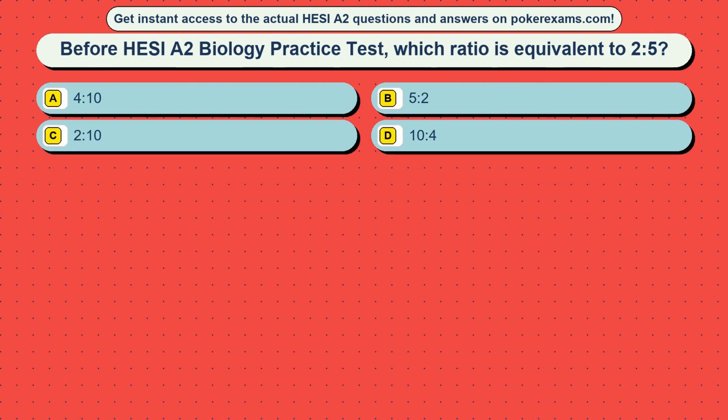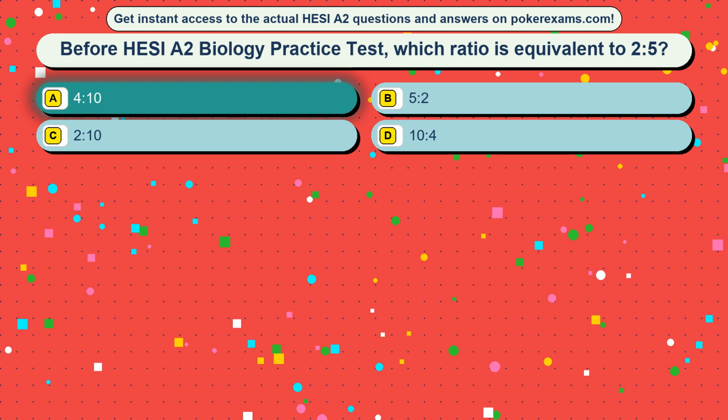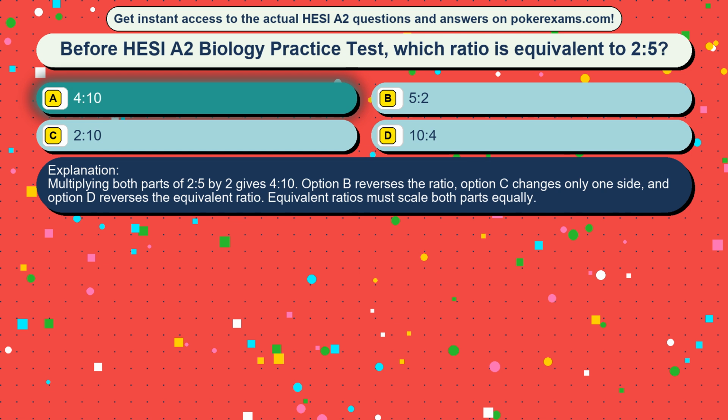Question 45. On the HESI A2 Biology practice test, which ratio is equivalent to 2:5? Option A, 4:10. Option B, 5:2. Option C, 2:10. Option D, 10:4. The correct answer is option A, 4:10. Multiplying both parts of 2:5 by 2 gives 4:10. Option B reverses the ratio, option C changes only one side, and option D reverses the equivalent ratio. Equivalent ratios must scale both parts equally.